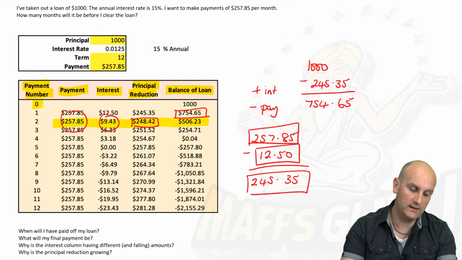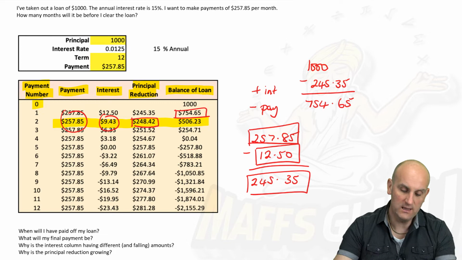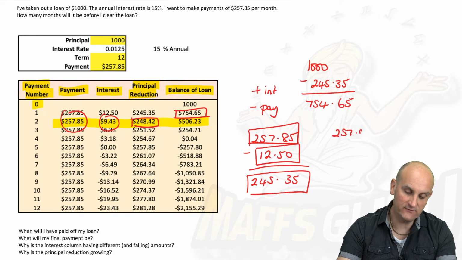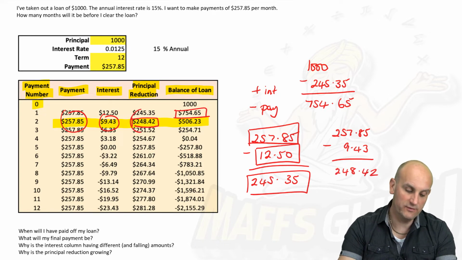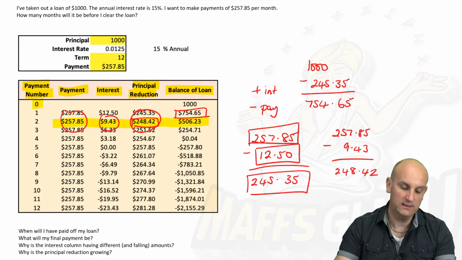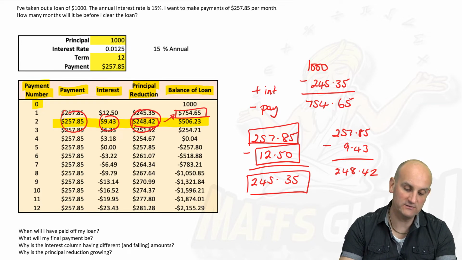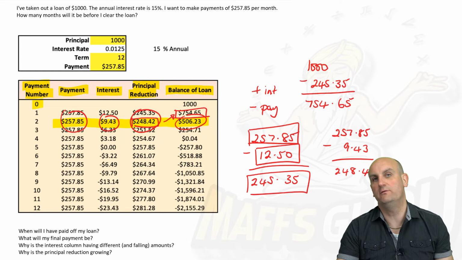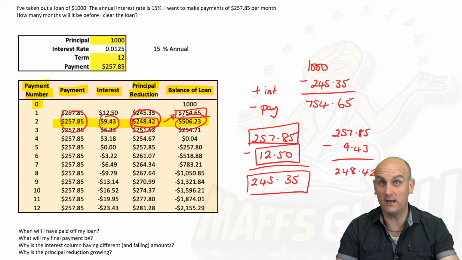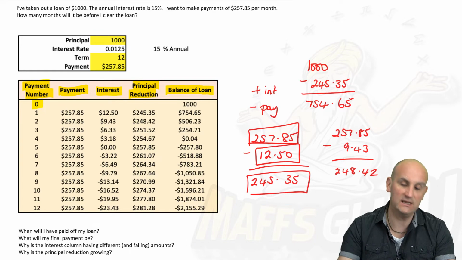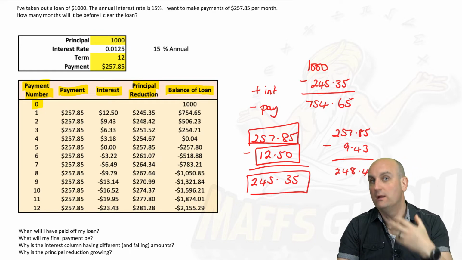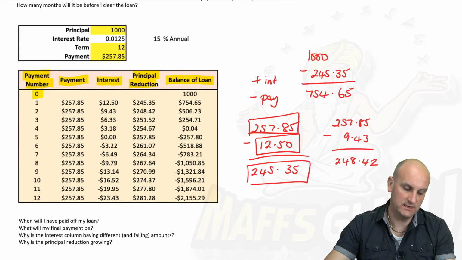This value here should start to grow. Why? Because when I do $257.85 and take away the $9.43, I will get $248.42. So that value there is what I'm going to subtract from the balance of my loan to give me $506.23. And you just keep going and going in exactly the same way. Ladies and gentlemen, I cannot say how important it is to learn these amortization tables.